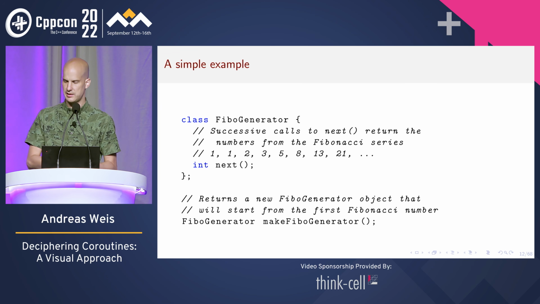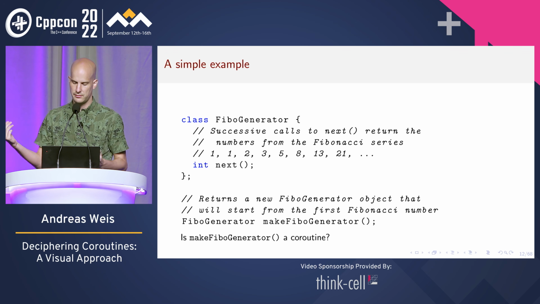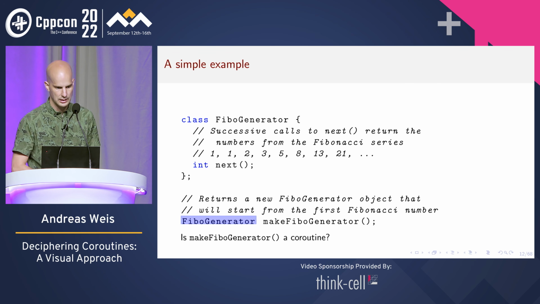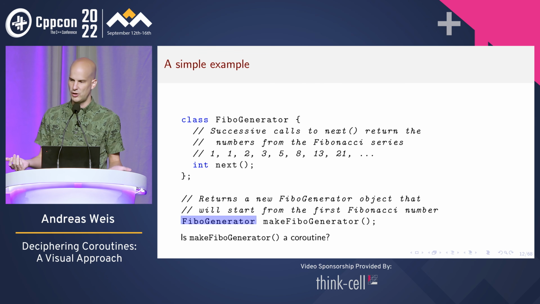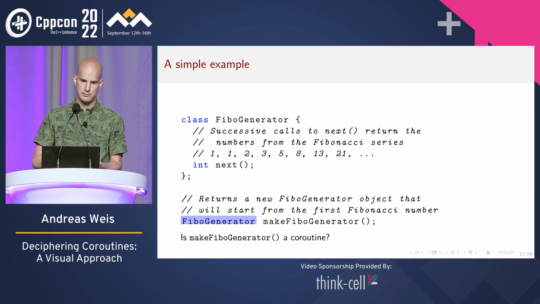And if I now asked you to implement an interface like this, you could probably all do this, even if you've never heard of coroutines before. So the interesting question is here, is this make Fibo generator function actually a coroutine? And we don't really know. It's an implementation detail, right? All we see is the interface.